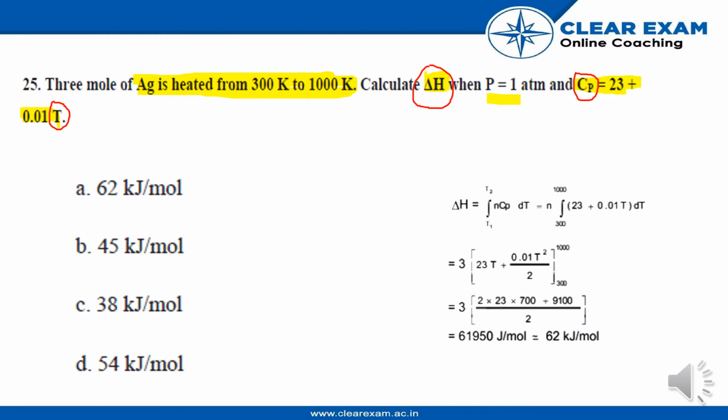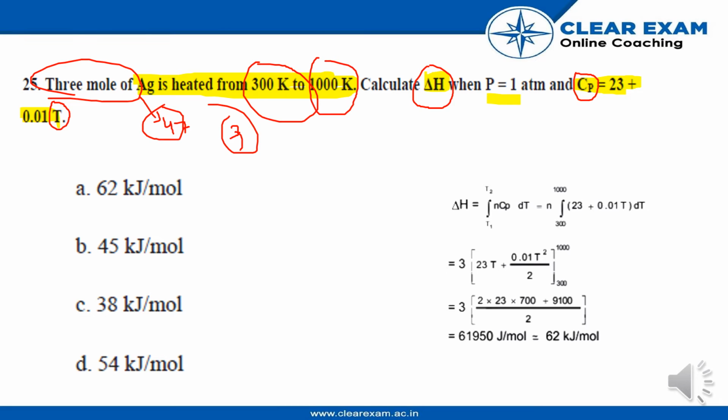We are also given that the 3 moles of argon has atomic number of 47. So out of that there are 3 moles which are being heated from this temperature to that temperature. We are given an initial temperature and a final temperature. So what we can do is simply use the approach of integration from the initial temperature to the final temperature. Here it is 300 Kelvin to 1000 Kelvin.